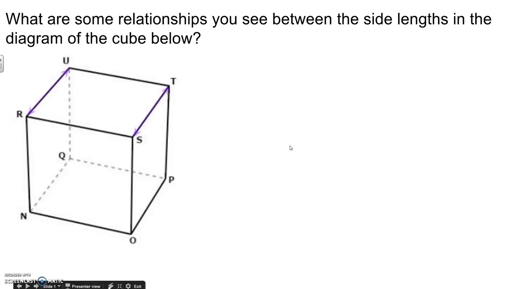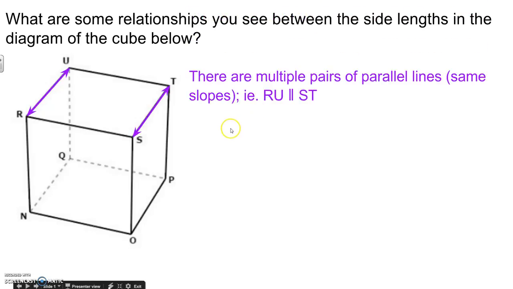Okay. One relationship you might see is there are multiple pairs of parallel lines. For example, ST and RU would be parallel, therefore they have the same slope, so we can write that in the symbolic form. RU, the double bar here, is parallel with ST.